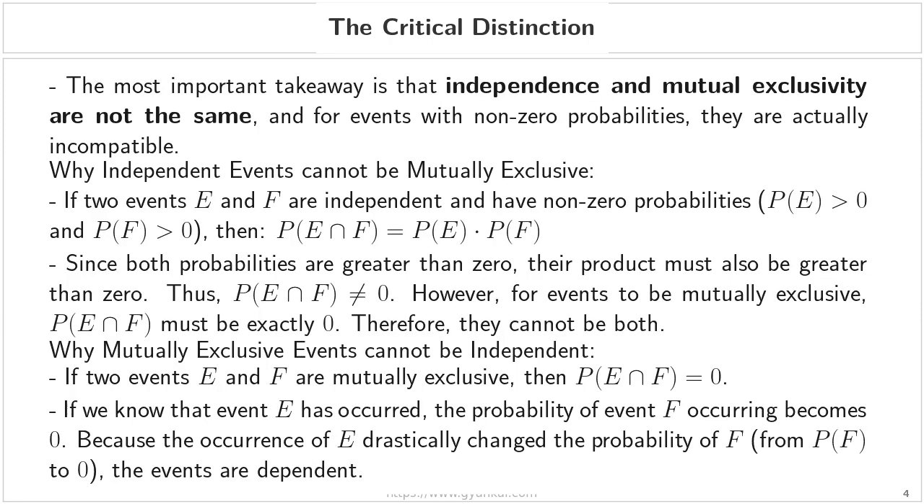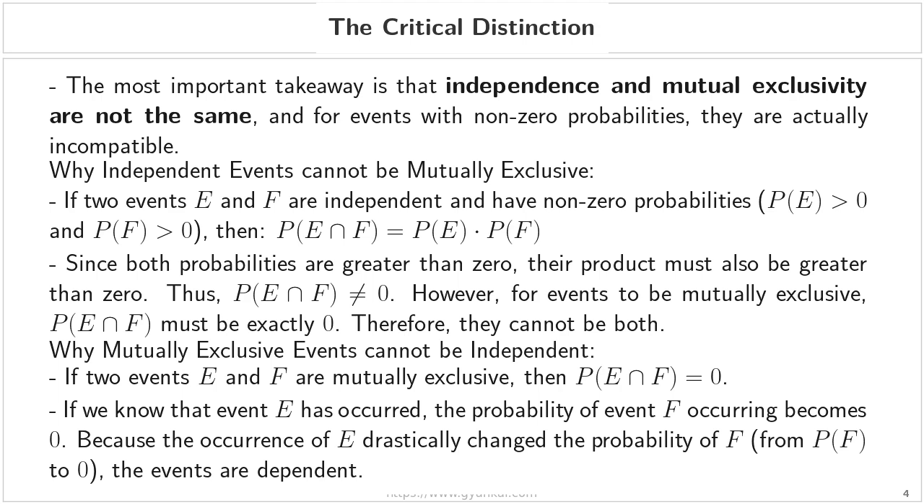Now, let's look at it from the other direction. Why mutually exclusive events cannot be independent. If events E and F are mutually exclusive, we know that the probability of E intersection F is exactly zero. This means that if I tell you that event E has already occurred, the probability of event F occurring instantly drops to zero. Because the occurrence of event E has drastically changed the probability of event F, changing it from its original value down to zero, the events are clearly influencing each other. And if one event influences the other, they are, by definition, dependent.